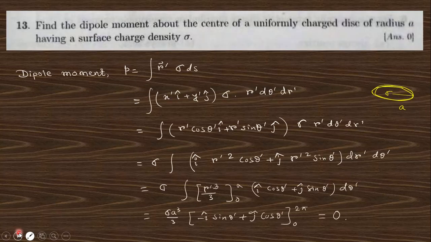Go to the next question. Find the dipole moment about the surface of a uniform charge density circular disk of radius a having surface charge density sigma. So the dipole moment is given by this formula, putting in the value of r in the polar coordinate system, because this is a circular disk, so we can use polar coordinates.